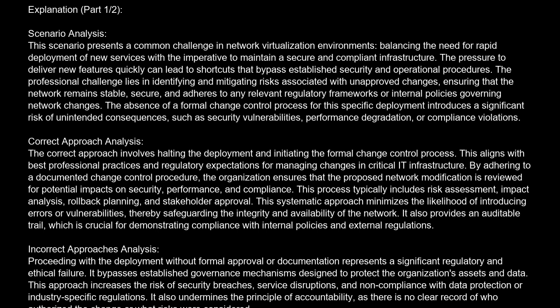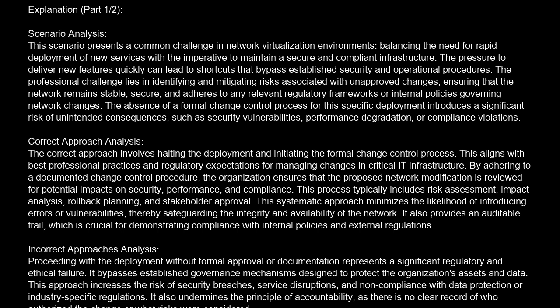The pressure to deliver new features quickly can lead to shortcuts that bypass established security and operational procedures. The professional challenge lies in identifying and mitigating risks associated with unapproved changes, ensuring that the network remains stable, secure, and adheres to any relevant regulatory frameworks or internal policies governing network changes. The absence of a formal change control process for this specific deployment introduces a significant risk of unintended consequences, such as security vulnerabilities, performance degradation, or compliance violations.